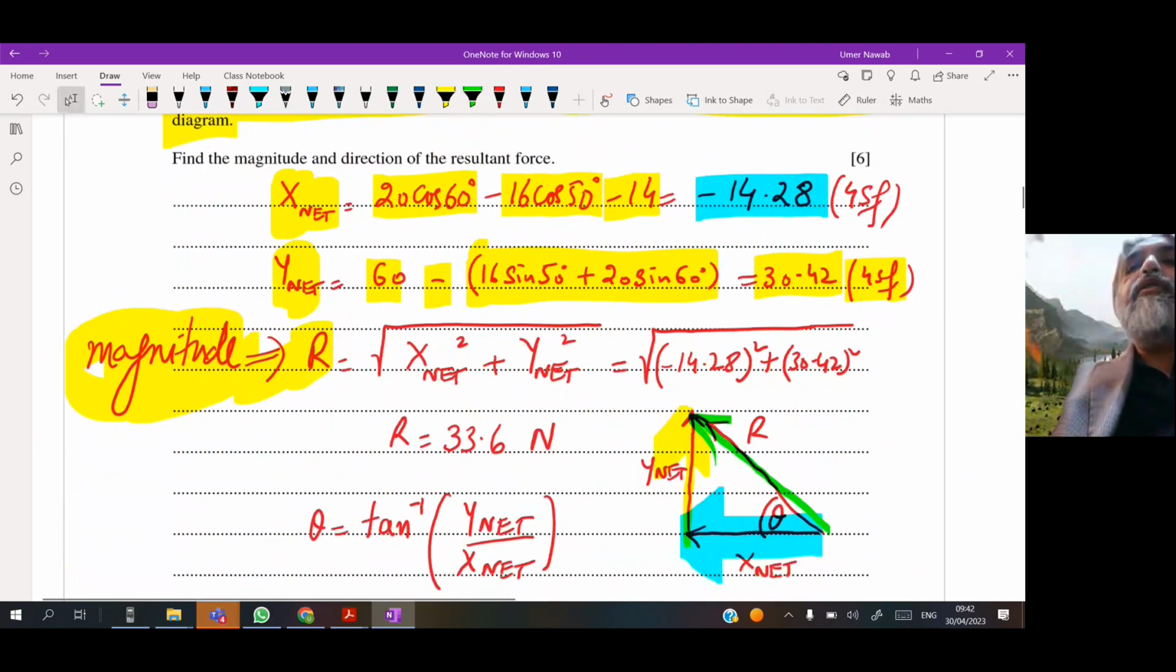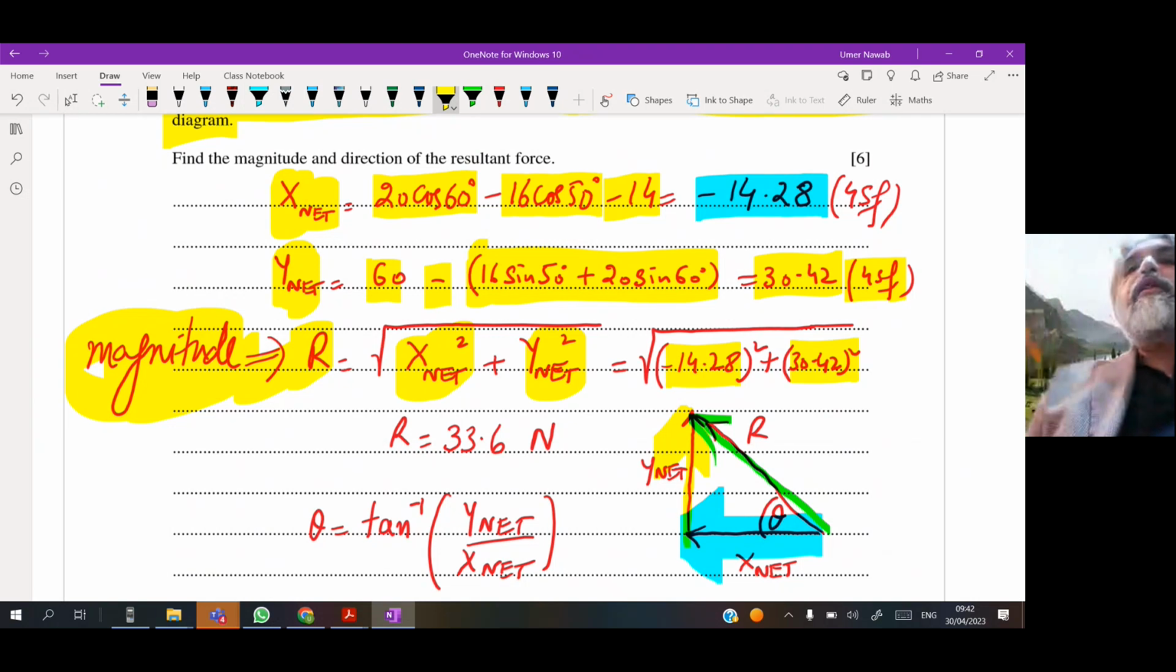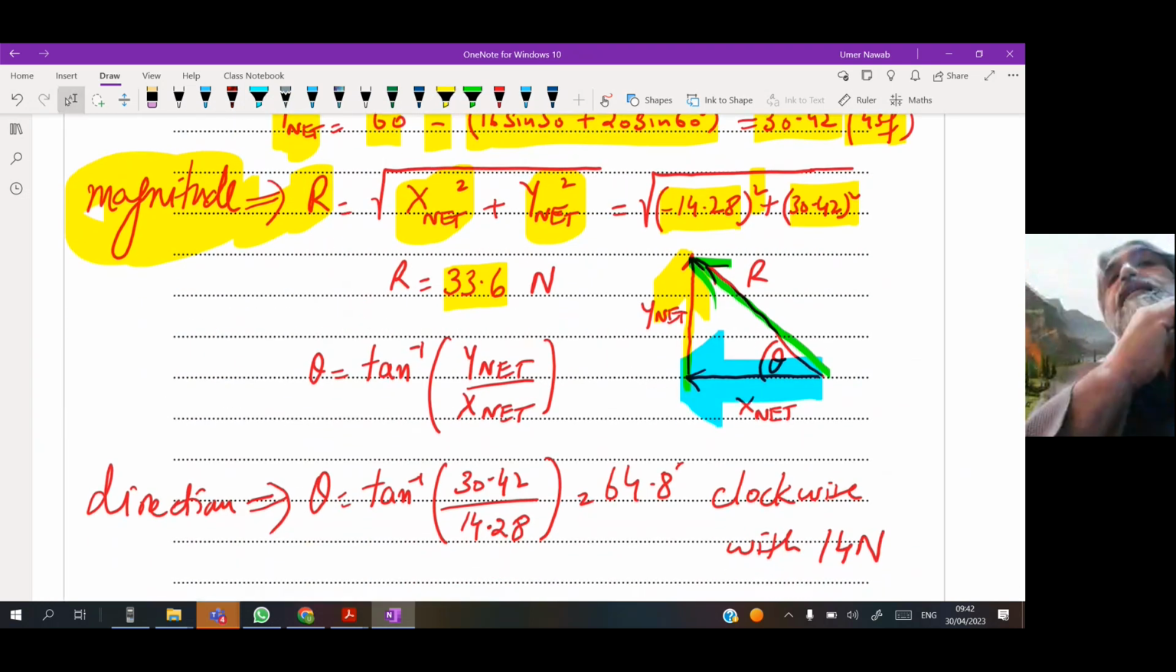So what would be the magnitude? What is the formula for the magnitude? It's Pythagoras, guys. The resultant, the hypotenuse, is equal to the square root of x net squared plus y net squared. I substituted the values. Be careful when you write the negative sign under the square, it will become positive. So my answer is 33.6 Newton, the magnitude of the force the body will be experiencing.